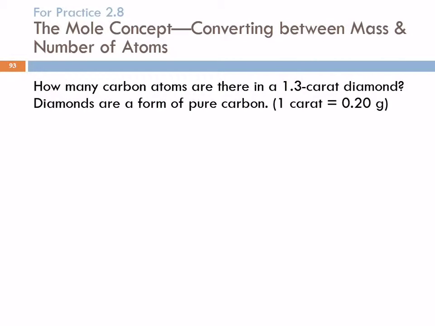Let's do an example. How many carbon atoms in a 1.3 carat diamond? It's telling us diamonds are a form of pure carbon, and 1 carat equals 0.20 grams. Well, let's write down the numbers. We've got 1.3 carats, and I'm told that 1 carat equals 0.20 grams. And what am I trying to find? Number of atoms.